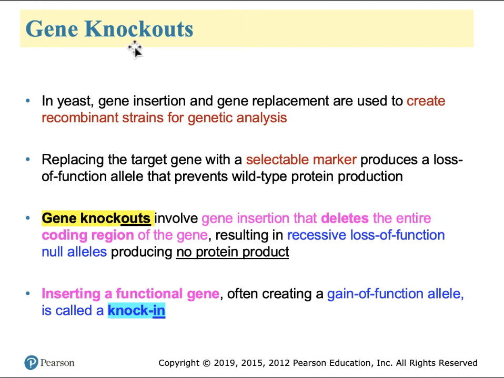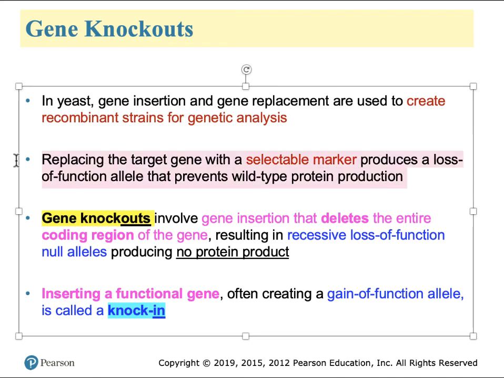In one form of knockout experiment involving yeast, for instance, the insertion or replacement of a gene on the chromosome is used to create recombinant strains for genetic analysis. Now, within these recombinant strains, replacing the target gene with a selectable marker is the most useful thing that can be obtained. And that produces a loss of function allele because you replaced the gene with something else. And it also gives you the ability to track the products of that promoter, for instance, that can then be followed in this particular knockout strain of yeast.